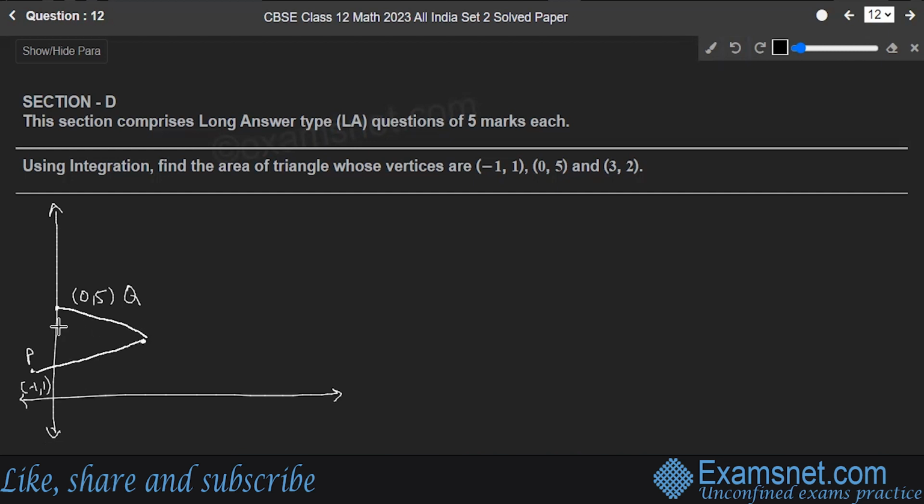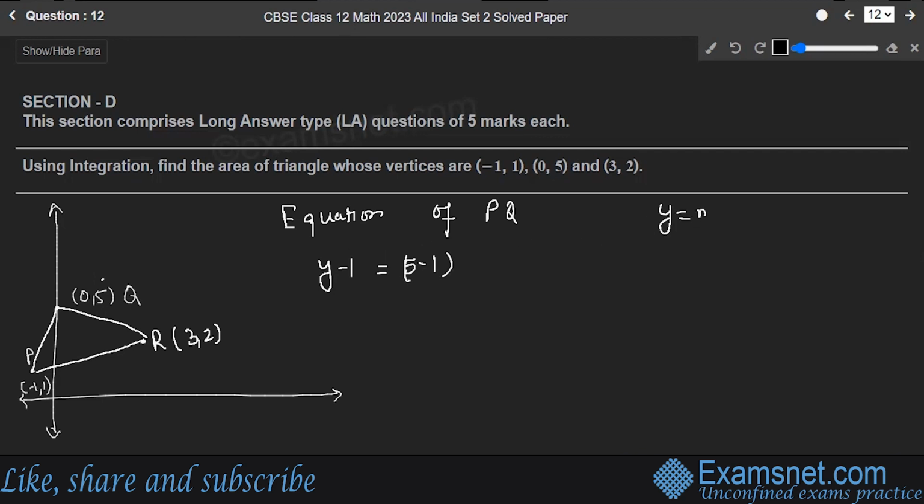You have to find the area of the triangle whose vertices are given, but you have to use the integration for this purpose. Now this is the point R, 3, 2. The vertices of the triangle are given to you. We have marked them as P, Q, and R. Now, equation of PQ will be given by y minus 1 is equal to slope. Slope of PQ is given by 5 minus 1.